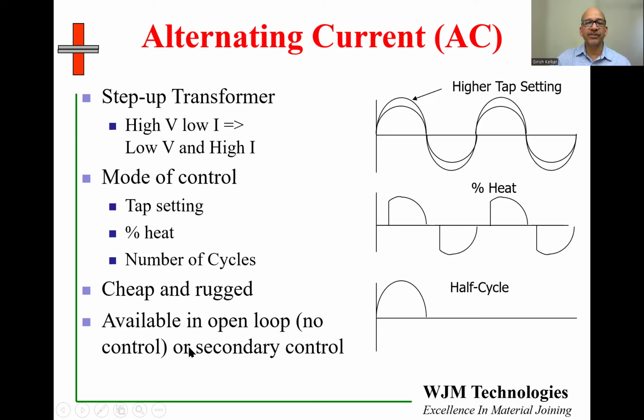There are newer AC power supplies which let you do that. You can actually program. You can say we want 10 kiloamps in the secondary, and that's how they work. So you have two choices: open loop or secondary control.